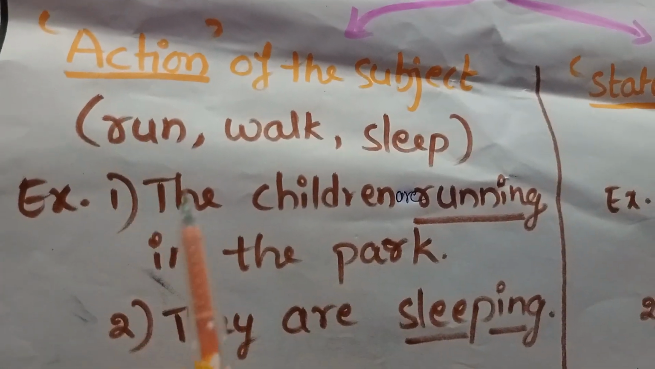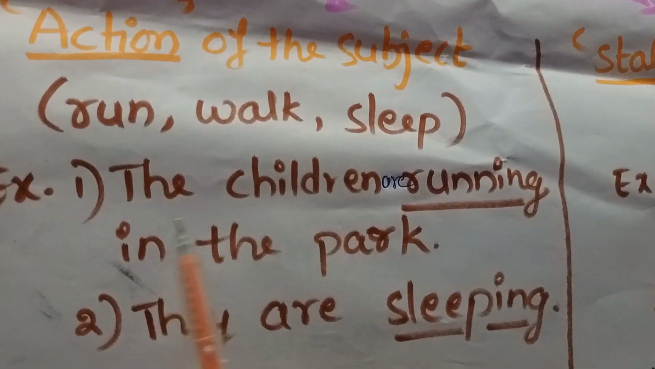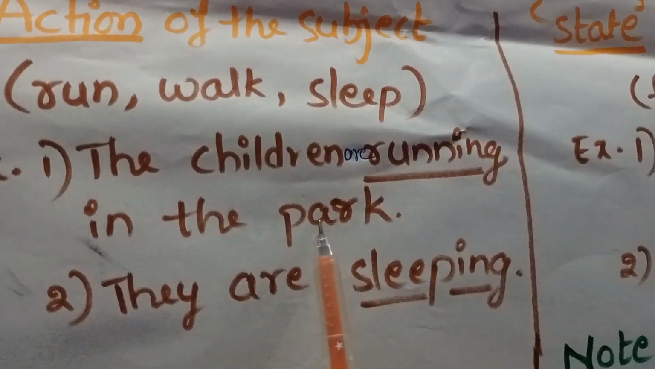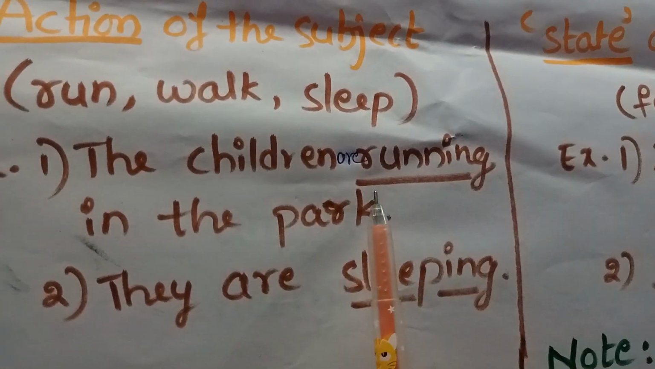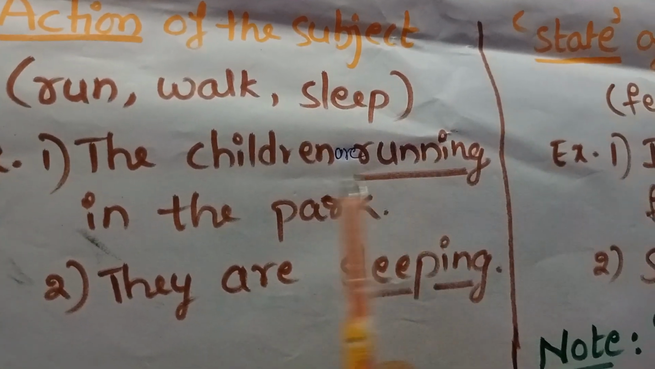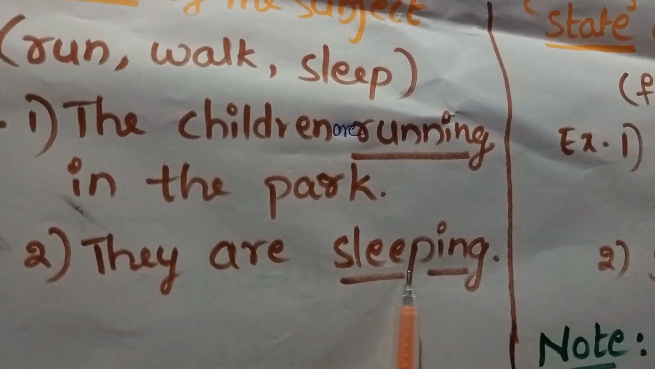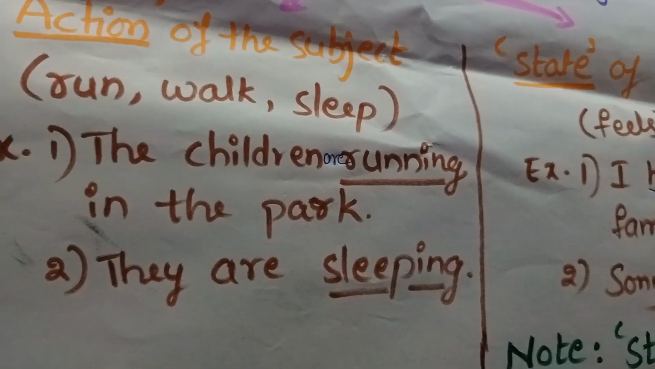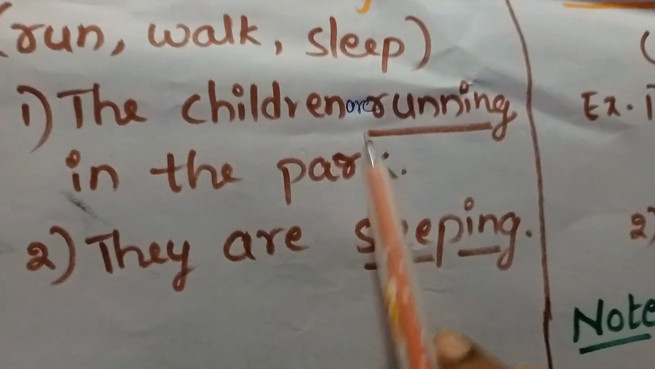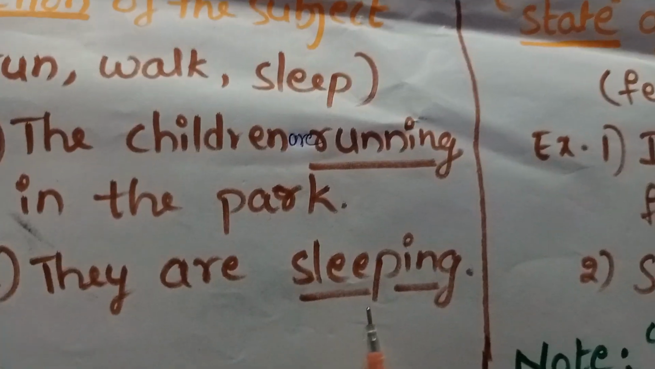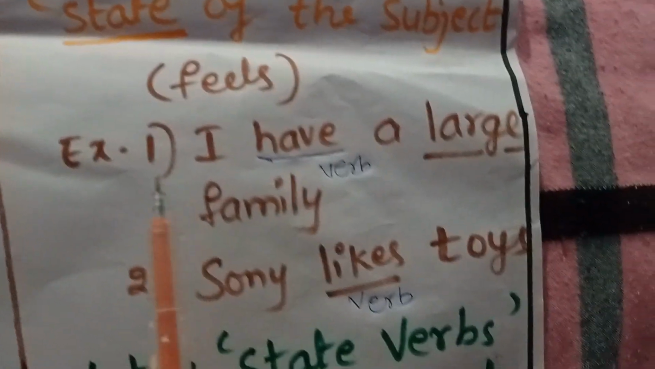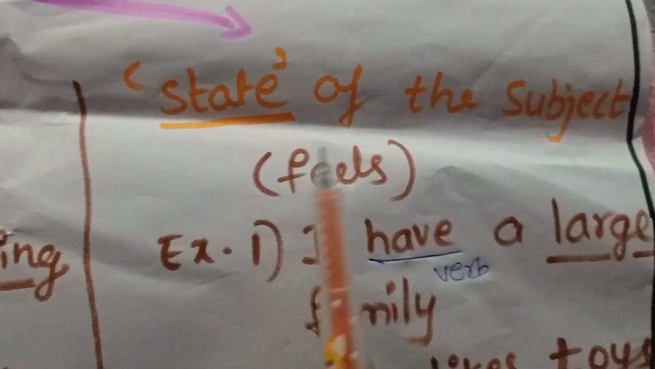For example, for action words: the children are running in the park. So here running is verb, and in this sentence running is the action. They are sleeping. Here sleeping is the action. And these are verbs, action verbs. State verb.